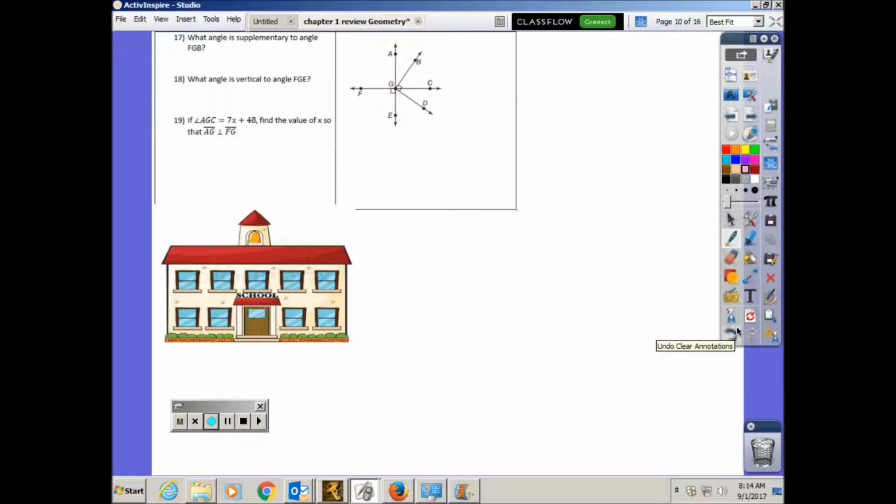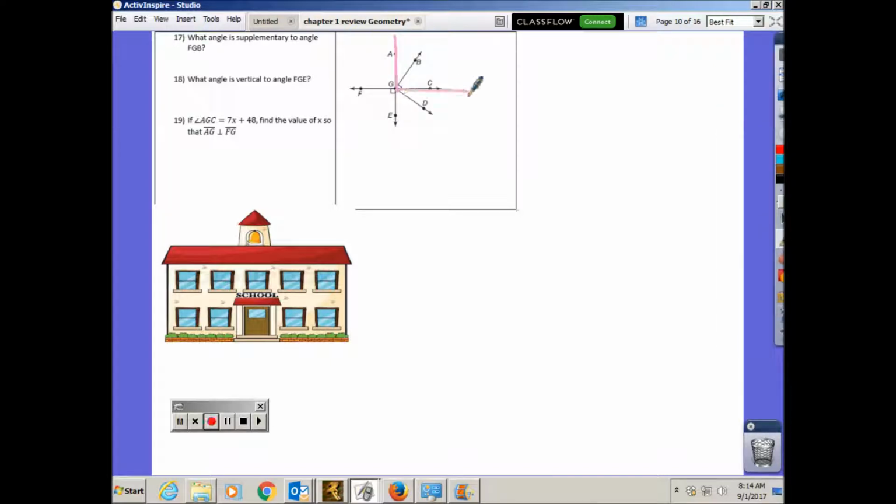So now, if AGC is 7x plus 48, find the value of x so that AG is perpendicular to FG. So that symbol there, remember, means the lines are perpendicular. And perpendicular lines make 90-degree angles. So that would mean that 7x plus 48 would have to be equal to 90.